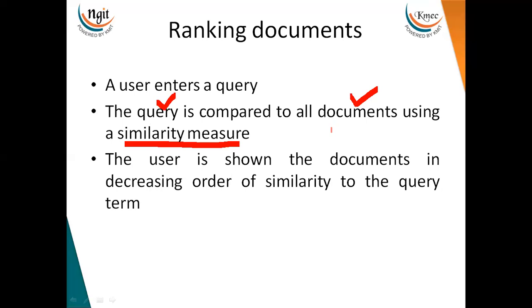Then return such documents. So you show documents as an answer to your query in decreasing order of similarity, which means the document which is more relevant will be shown at the top. And the document which is less relevant will be shown at the bottom. Just like Google, the more relevant page will be highlighted in the first place.